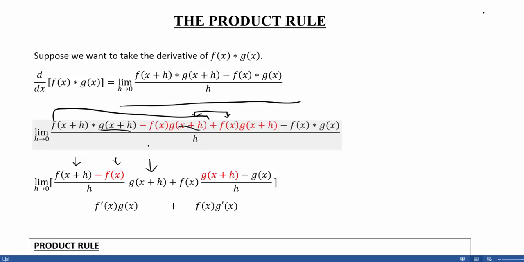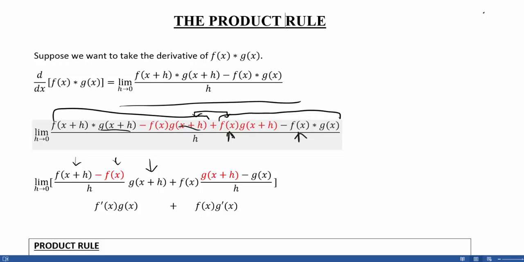So I'm going to do something similar with the last two terms. I want you to notice that within the last two terms, they both have an f of x. So I'm going to factor that f of x out to the front, and that leaves me with g of x plus h minus g of x over h.